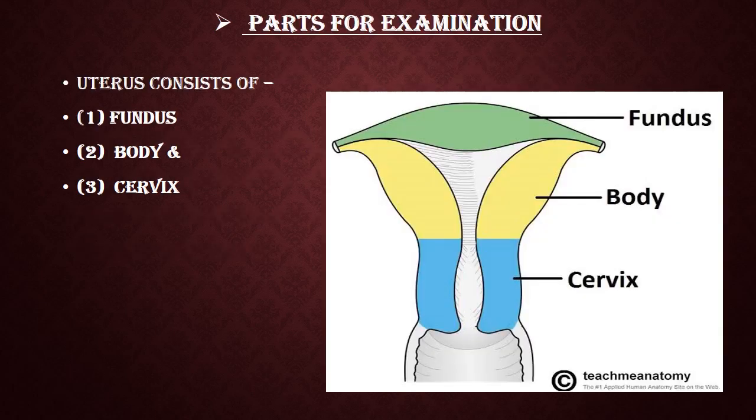Different parts of the uterus for examination. The uterus consists of the fundus, a body, and the cervix. The fundus of the uterus forms the upper expanded portion of the uterus and lies above a line joining the two uterine tubes.